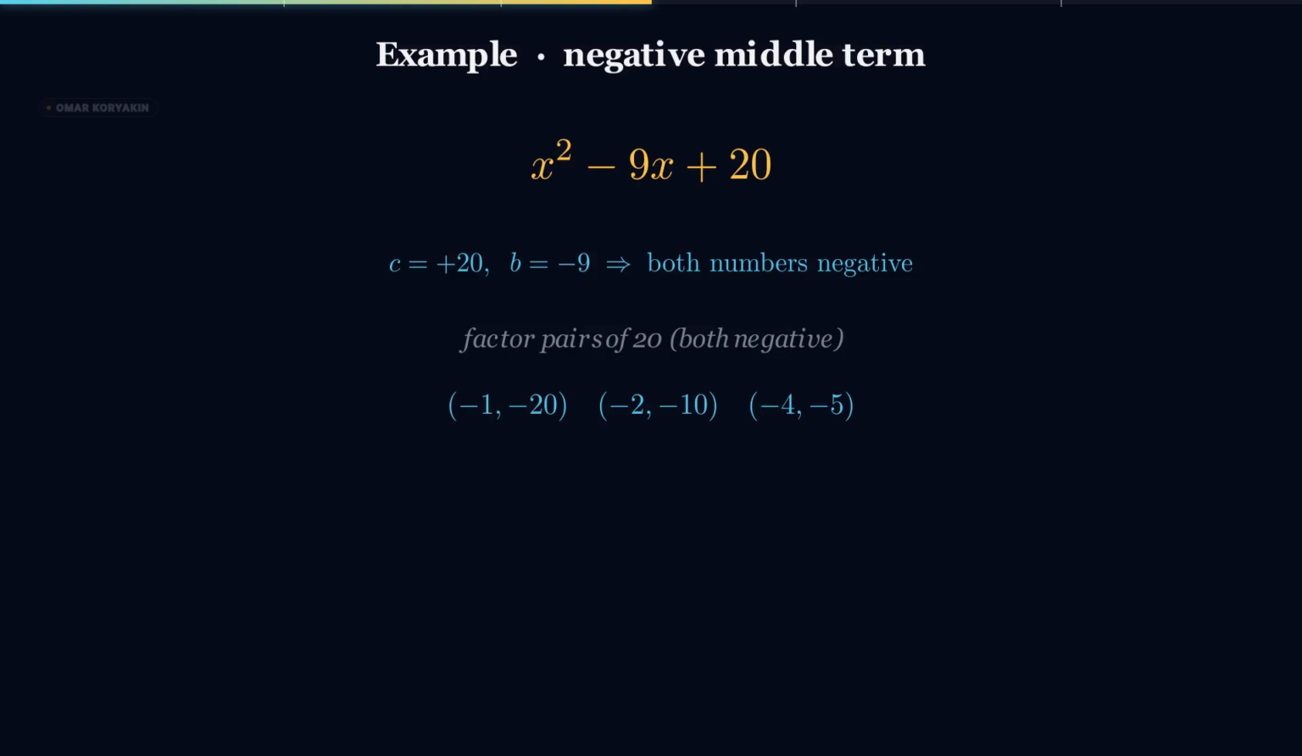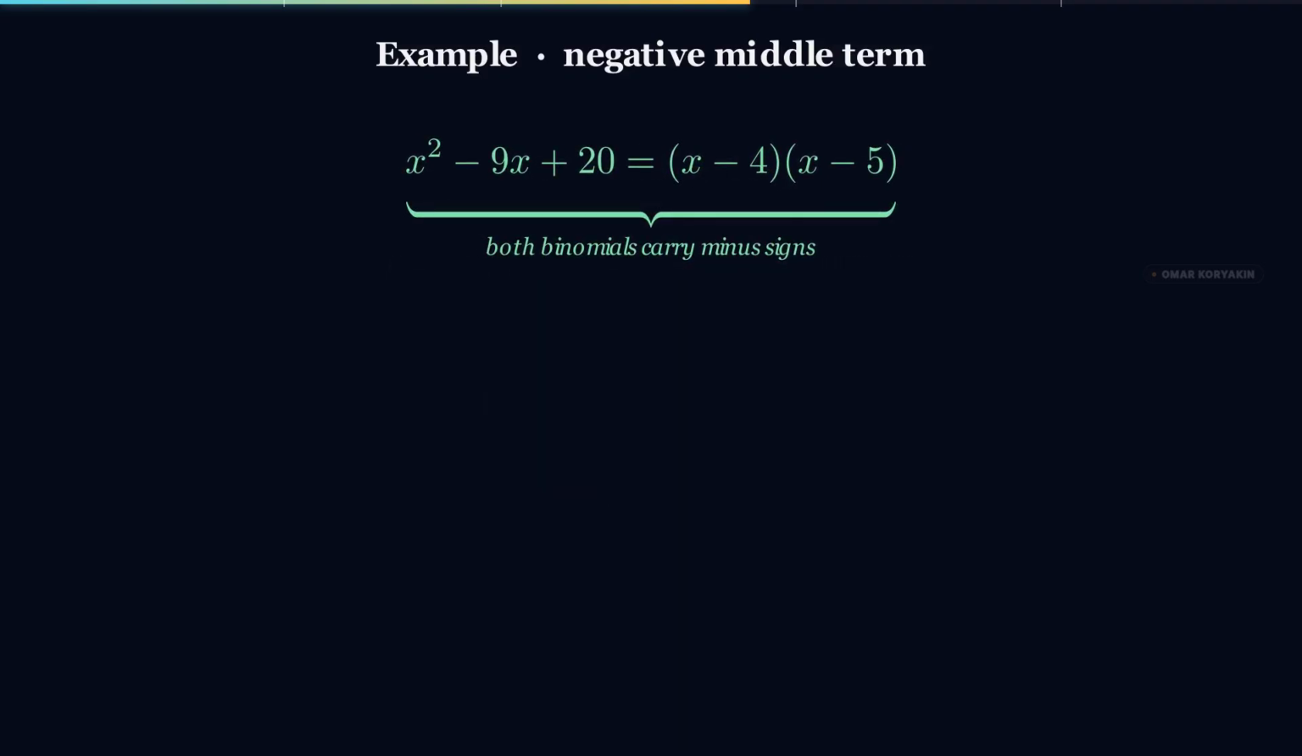List the negative factor pairs of 20: negative 1 and negative 20, negative 2 and negative 10, negative 4 and negative 5. 3 pairs matching the absolute value pairs of the positive case. Test the sums. Negative 1 plus negative 20 is negative 21. Negative 2 plus negative 10 is negative 12. Negative 4 plus negative 5 is negative 9, exactly b. Write the factored form. The trinomial equals (x minus 4) times (x minus 5). Both binomials carry minus signs because both numbers were negative. Verify by expanding the product term by term, and the answer collapses back to the original trinomial.